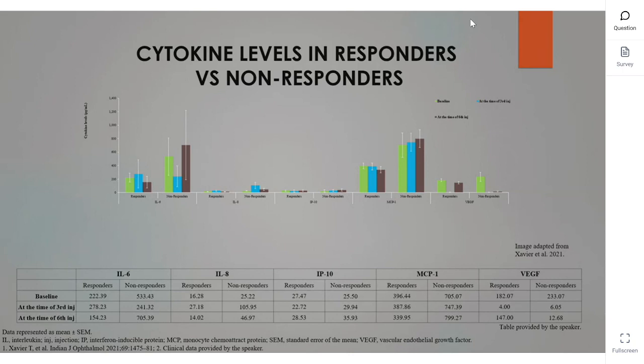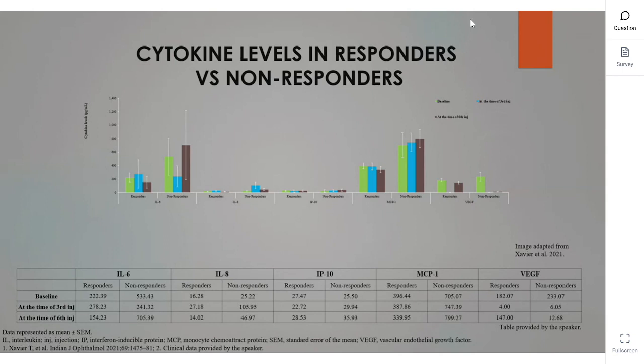We should understand that these are patients who had got 6 injections in 6 months, and despite that, the interleukin 6 was increasing here. Now, regarding IL-8, we could see that the responders actually increased by the 3 months period, but it reduced by the 6 months period, and the non-responders actually increased by about double. So the non-responders actually doubled.